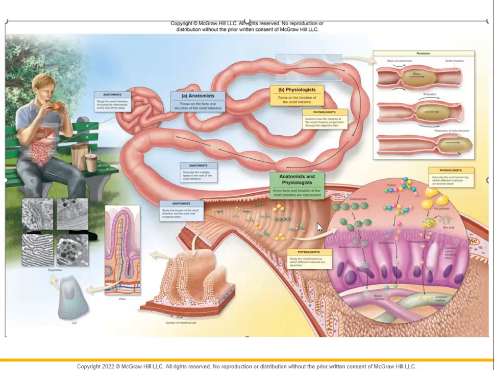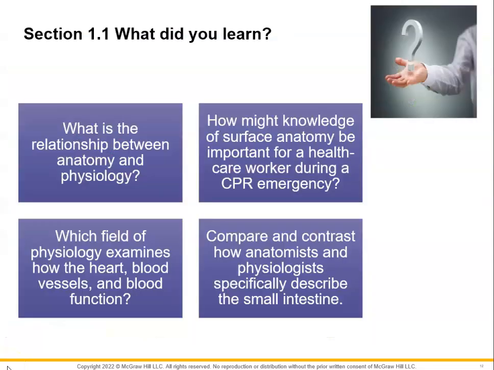So anatomists and physiologists have to know not only something about anatomy or physiology, but they need to know both because, as I mentioned before, you can't really separate the two. Form follows function. Okay, so here in chapter 1, I just pulled together some of the questions from your textbook that would have been covered in the little "What did you learn?" or "What did you think?" boxes that are scattered throughout each of your chapters.